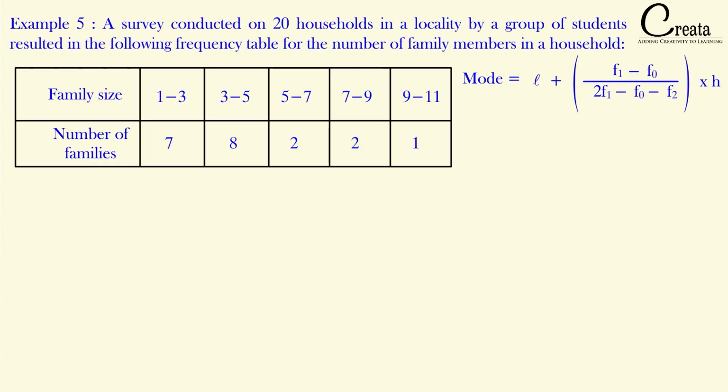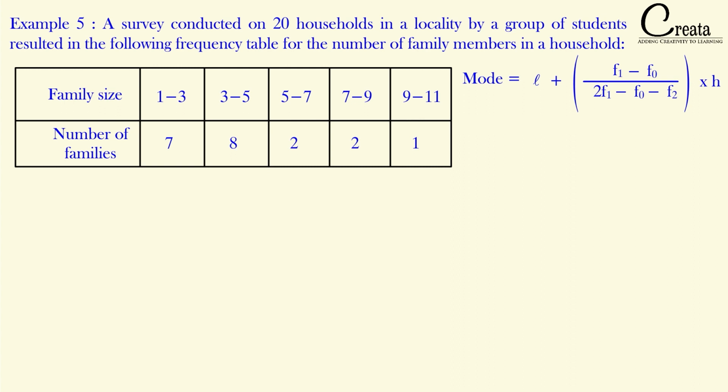So how do we find the mode in the number set? We will use the formula. This is the formula of the mode, which is L plus F1 minus F0 upon 2 times F1 minus F0 minus F2, into H. This is the formula. Let's understand this formula with an example. So this is the example.